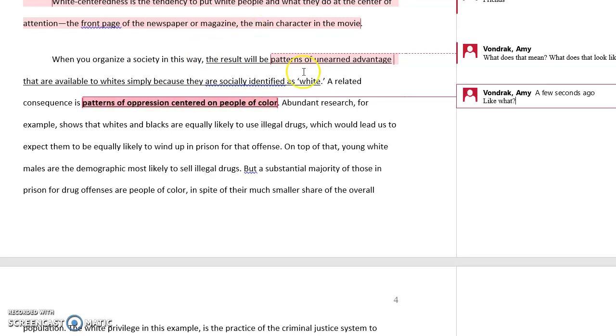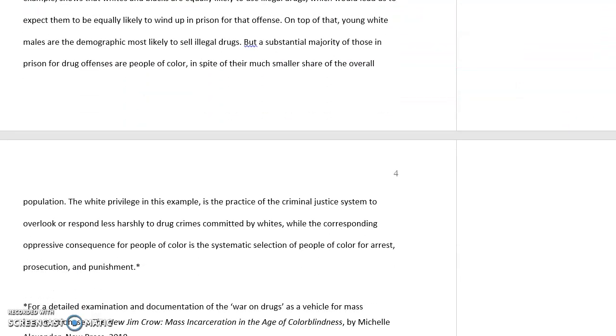Like what? Abundant research, for example, shows that whites and blacks are equally likely to use illegal drugs, which would lead us to expect them to be equally likely to wind up in prison for that offense. On top of that, young white males are the demographic most likely to sell illegal drugs. But a substantial majority of those imprisoned for drug offenses are mainly people of color, in spite of their much smaller share of the overall population.